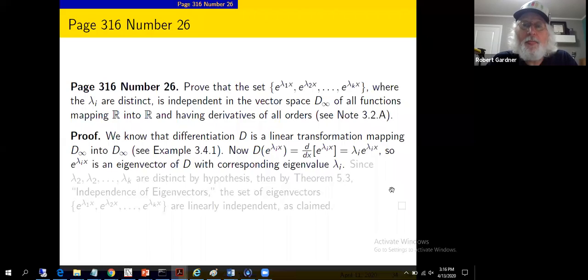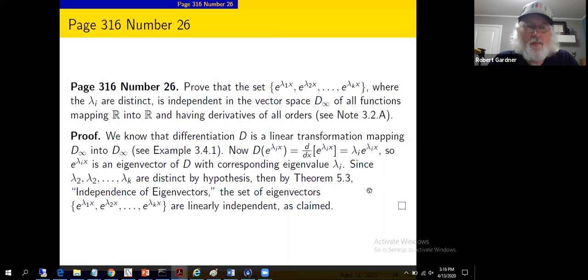Okay, so each of these vectors in this set of vectors is an eigenvector associated with different eigenvalues, because they told us all the lambda sub i's are different or distinct. All the eigenvalues are distinct. They told us that. So by theorem 5.3, the set of eigenvectors associated with them are linearly independent. And we're done, because all we had to do was show linear independence.